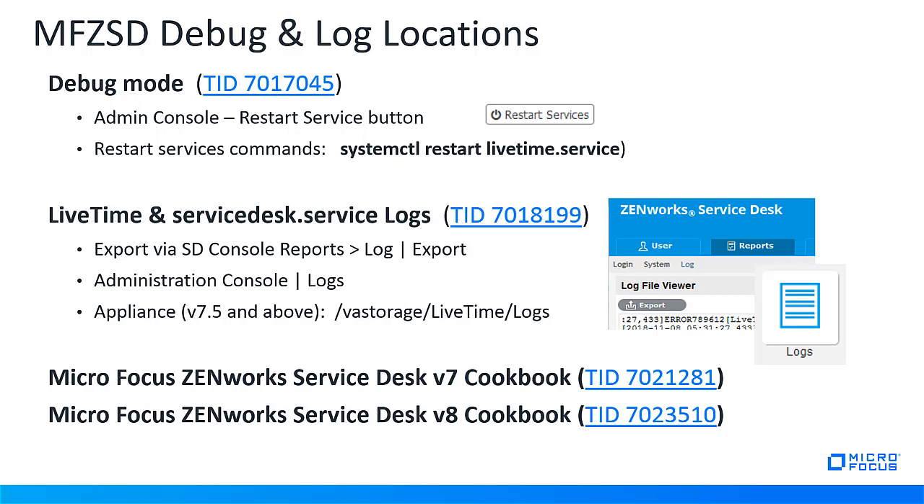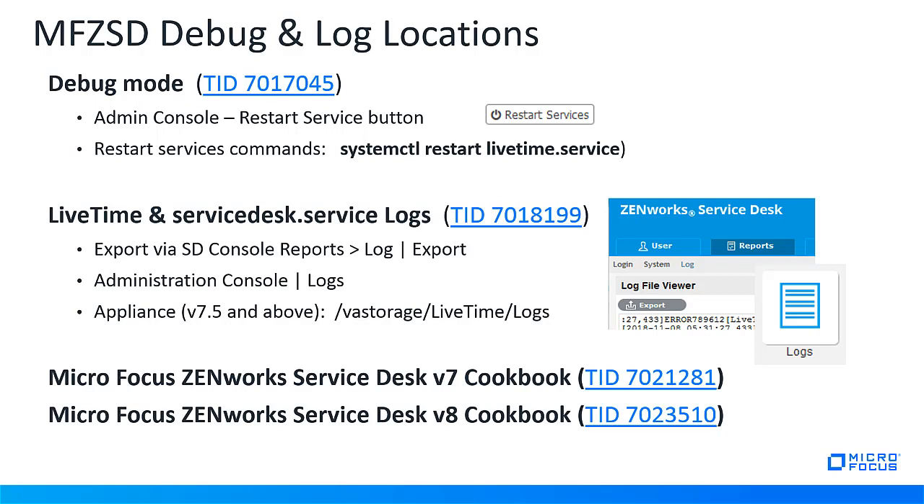You can export logs either via the Service Desk Console Reports, going to Log and then the Export button. This not only gives the logs, but it also gives environment details. So this is the best way to export logs. You can also go to the Administration Console and go to Logs and look at the logs or export or download them from there. And on the Appliance, version 7.5 and above, the logs are located in VA Storage Lifetime Logs.